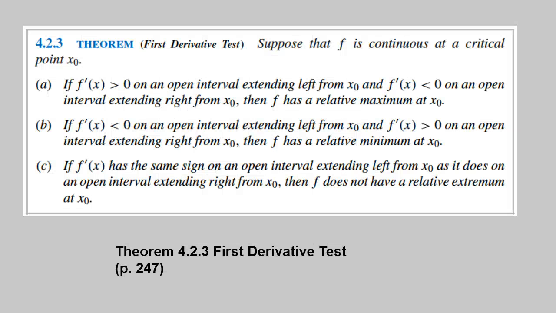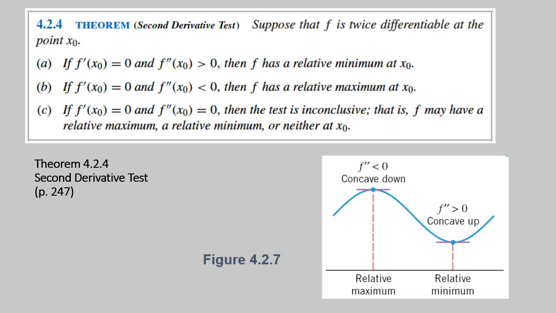So again, the first derivative test is going to be used for determining whether a given critical point is a relative max or a relative min. The other tool we're going to have to test whether a given critical point is a relative min or max is the second derivative test. There we need the function's first and second derivative to exist.